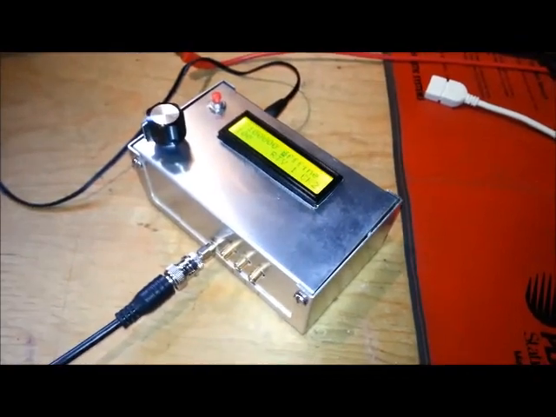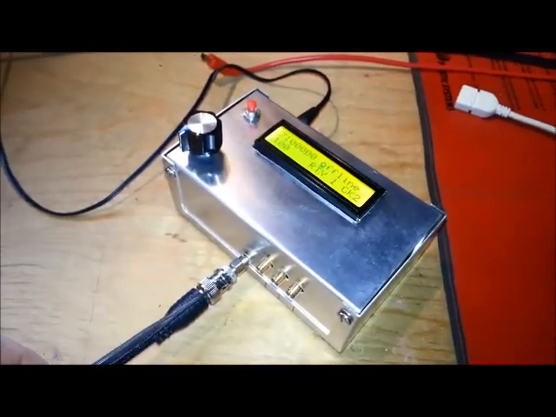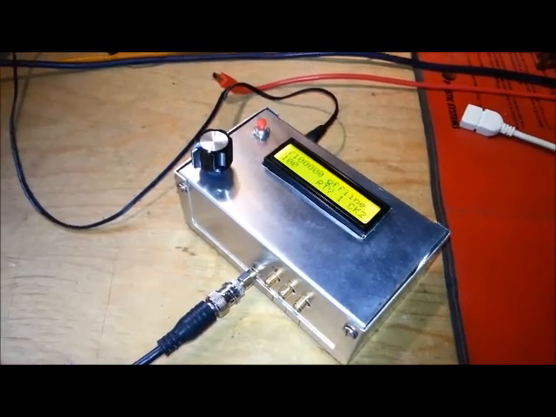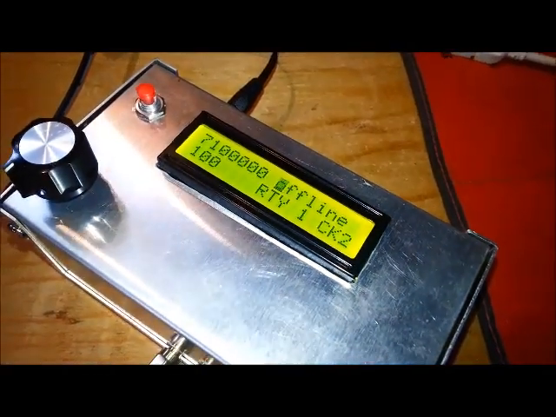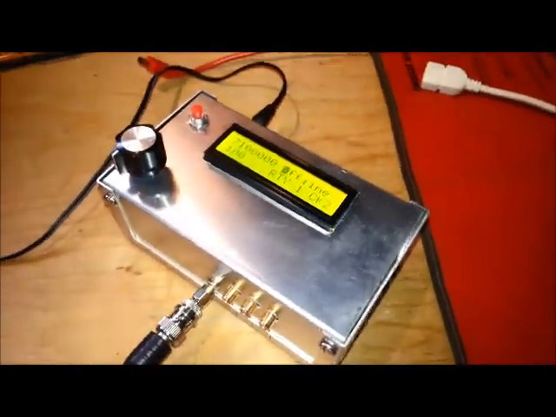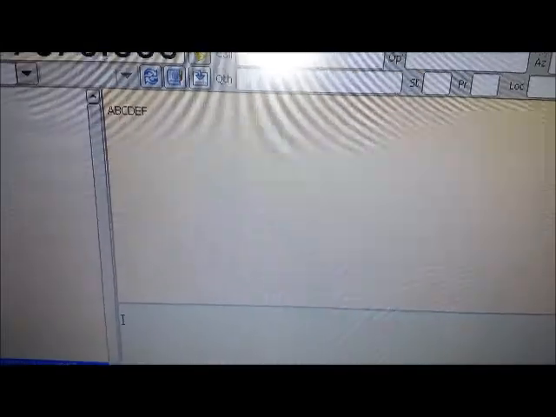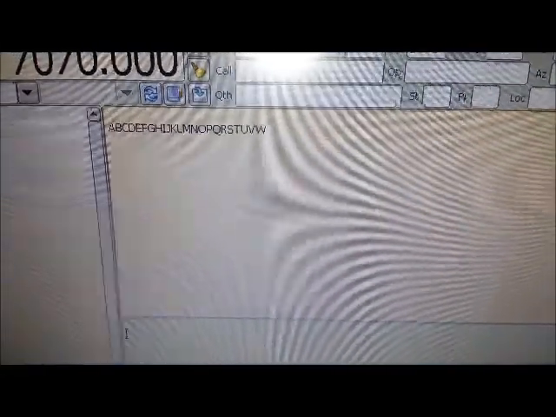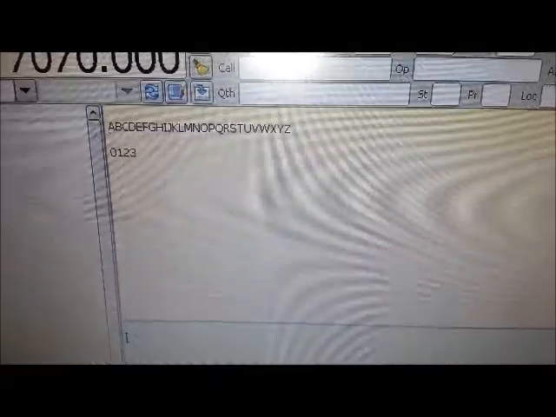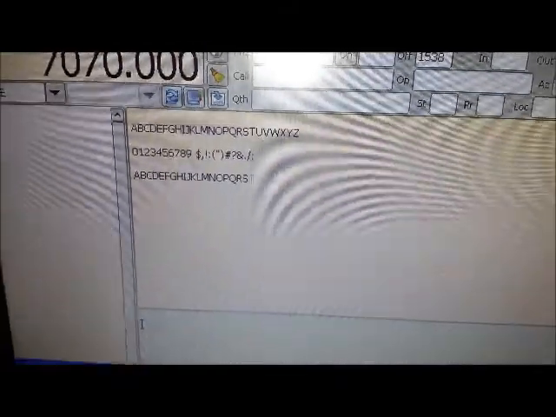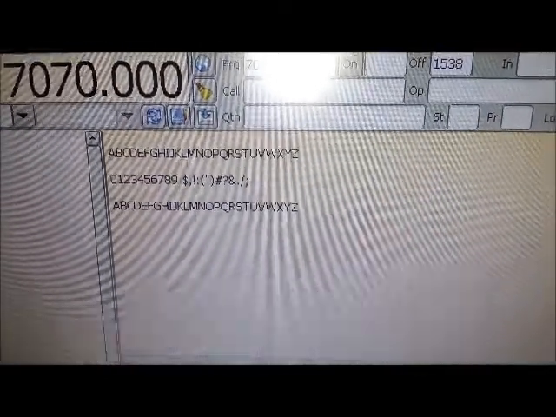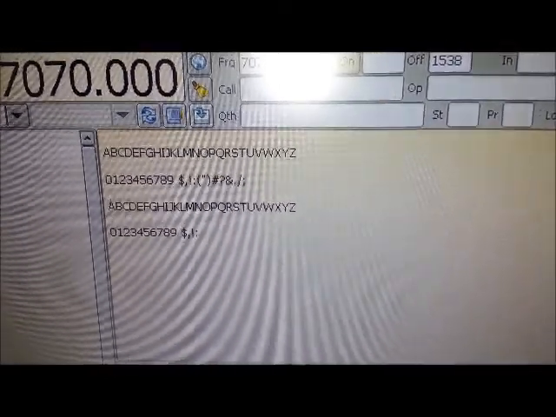So this is the final test of my Arduino signal generator. Right now I've got the RF port directly connected to my ICOM radio's antenna port, and I'm going to have it generate PSK and RTTY signals, which FLDigi is going to decode. So first here is RTTY. The RTTY message is the alphabet followed by numbers and special characters, and it repeats three times. So you see it's 100% copy there.